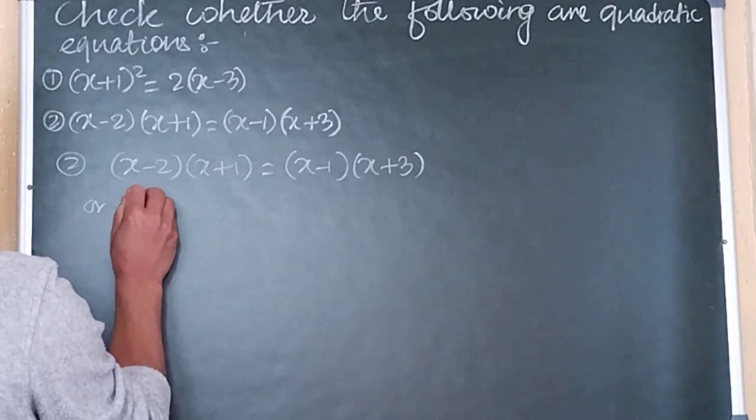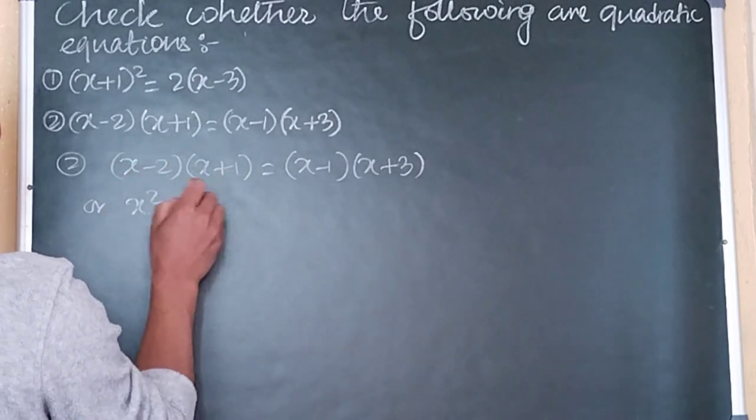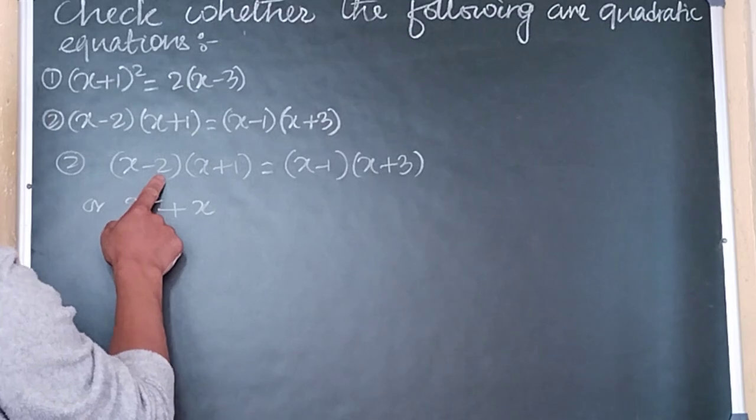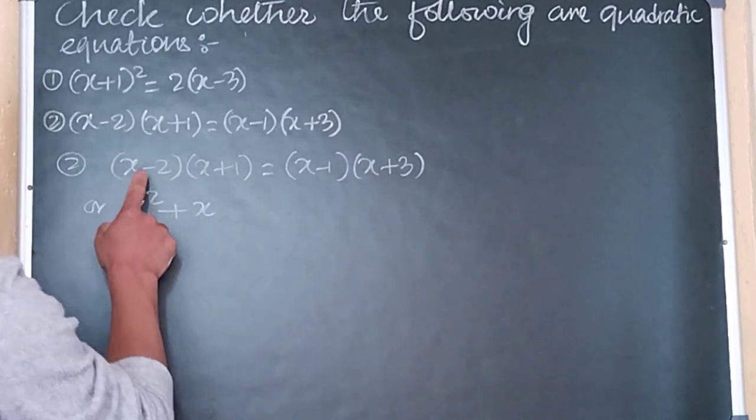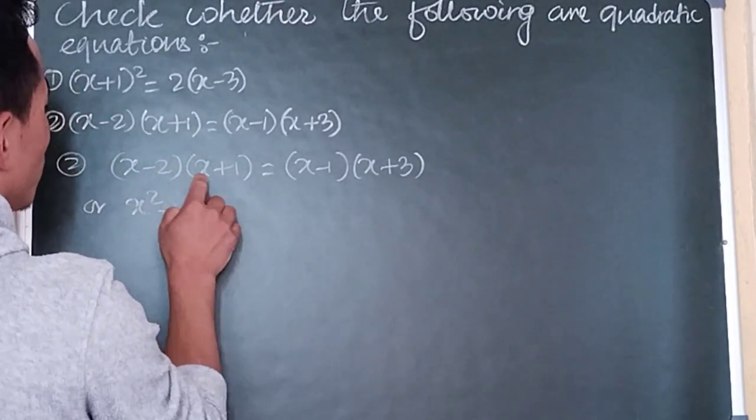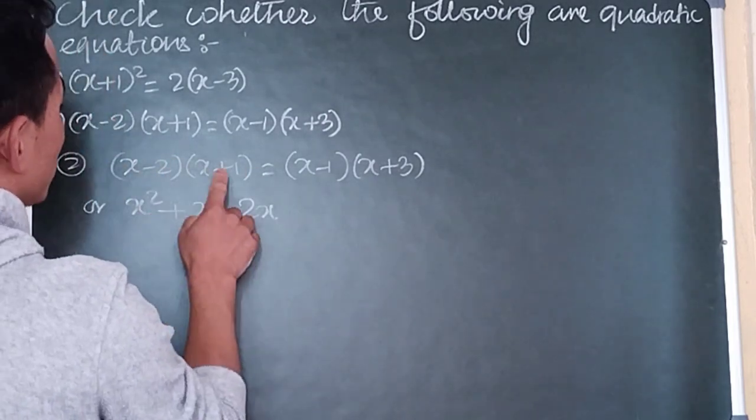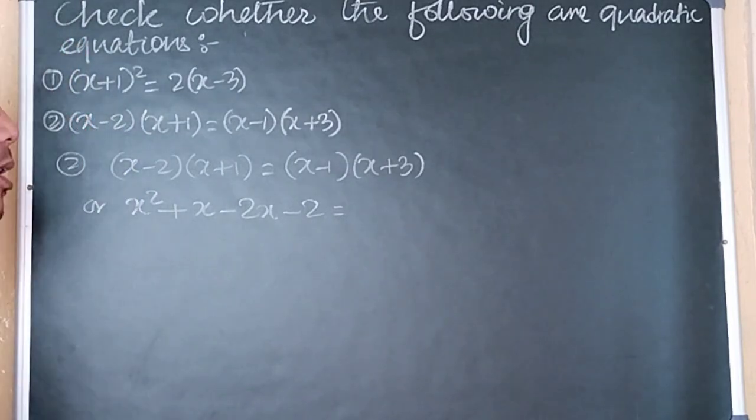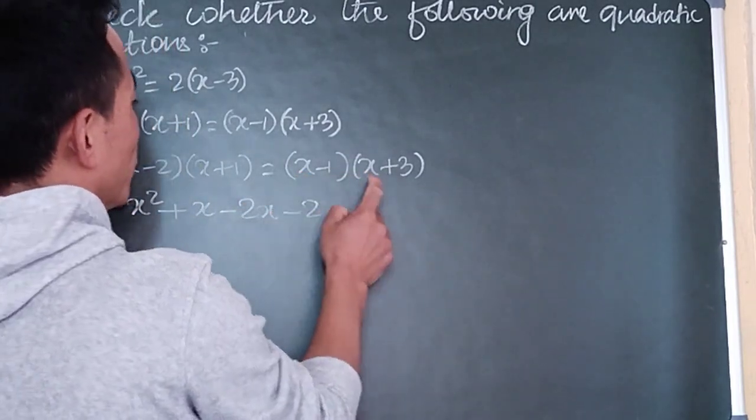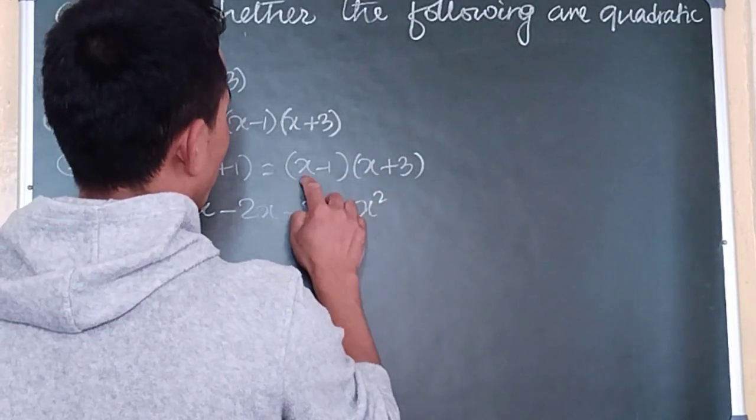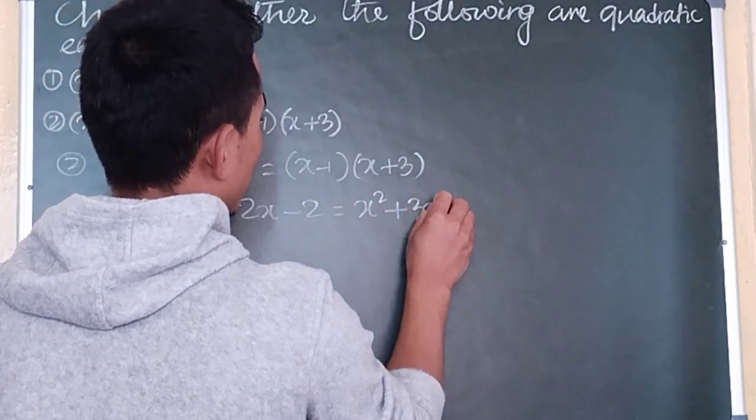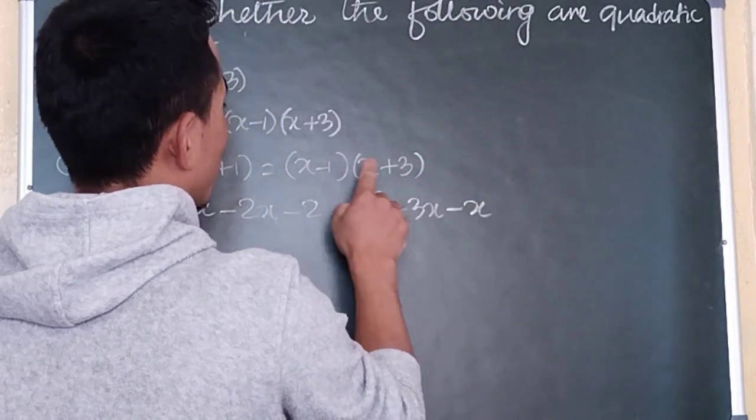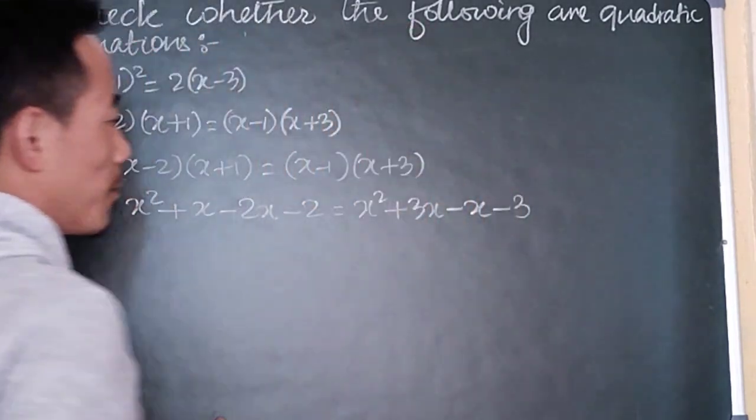So x times x gives us x squared, plus into plus, plus x into 1 becomes x. Then we'll multiply with minus 2 with both x and plus 1. So minus into plus becomes minus, 2 into x becomes 2x, minus into plus becomes minus, 2 into 1 becomes 2. So similarly, you can do the multiplication on the right hand side. x times x, x squared, x times 3 with a plus sign, so 3x. Then with minus 1 into x becomes minus x, minus 1 into 3 becomes minus 3.